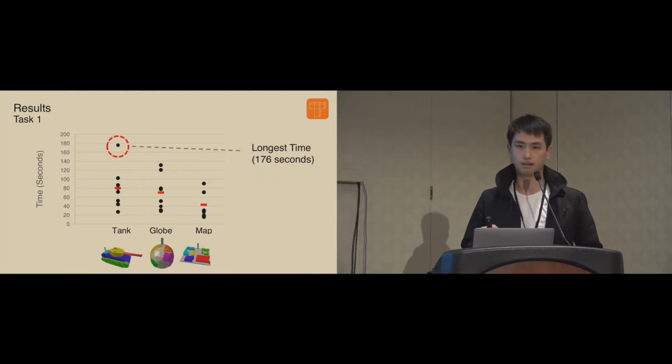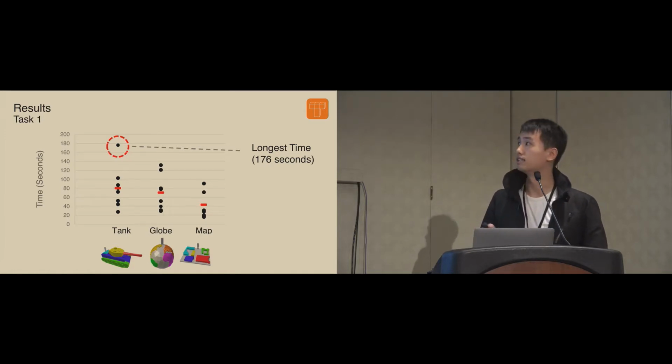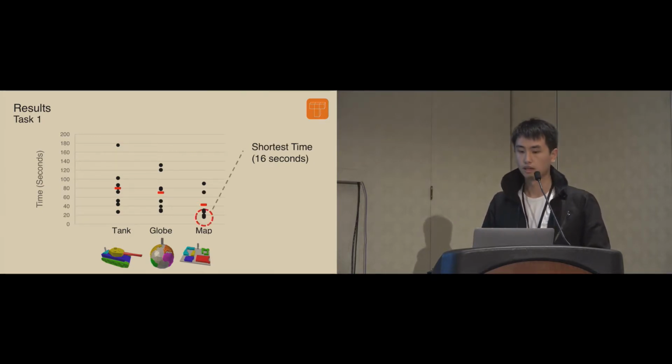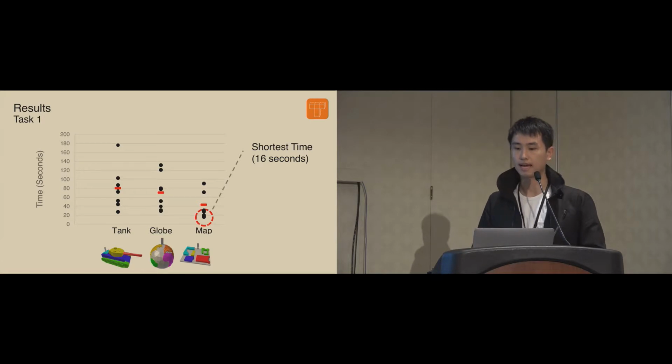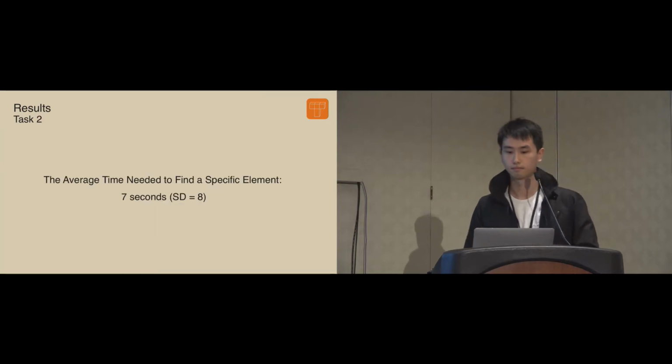Complicated and unfamiliar model would require more time to explore. In the study, participants was generally less familiar with tank model. And the longest time across all participants and all models was 176 seconds. Map model is simpler compared to other models because it's basically a 2.5D model. And the shortest amount of time across all participants and models was 16 seconds.